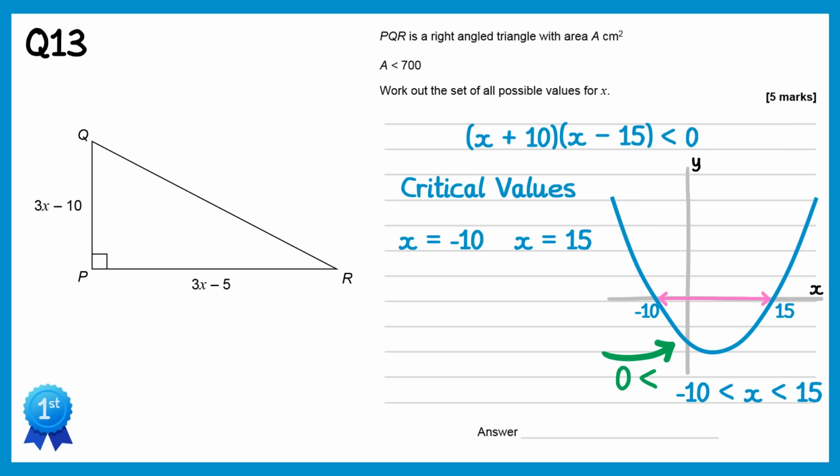Now there's one extra piece of information we need to remember. We can't have a negative length for this triangle. So for example, if x was something like negative 9, this triangle would have a negative length, so it wouldn't exist. The shortest side of the triangle is the height, 3x minus 10, so we need to make sure this is positive. So 3x minus 10 is greater than 0. If you add 10 to both sides, you get 3x is greater than 10, and then divide by 3, x will be greater than 10 over 3. If we then combine these two inequalities, we get the full solution, which is 10 over 3 is less than x is less than 15.